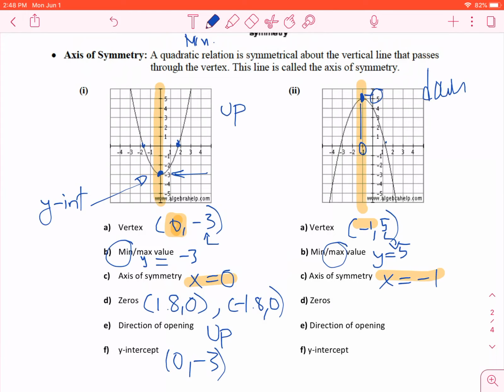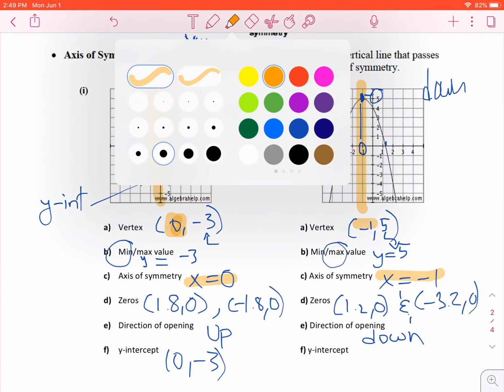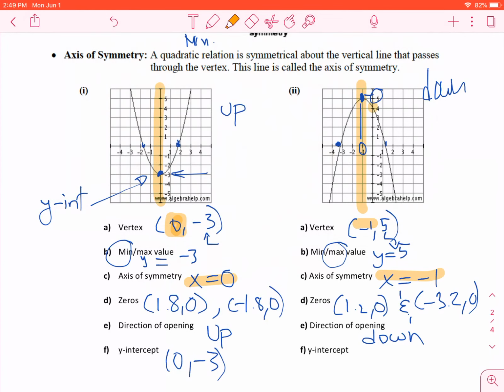Okay, for your x-intercepts in this case, I would say this is at approximately (1.2, 0). And the second one would be approximately (-3.2, 0). Direction of opening, we've already mentioned it opens down. And your y-intercept, so looking at your y-axis, it's looking like it's at (0, 4).